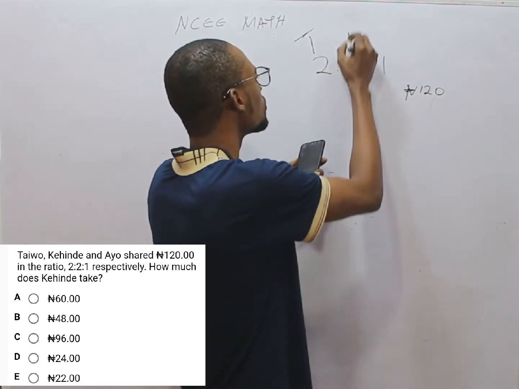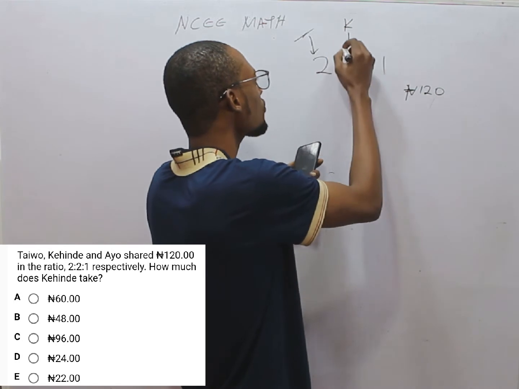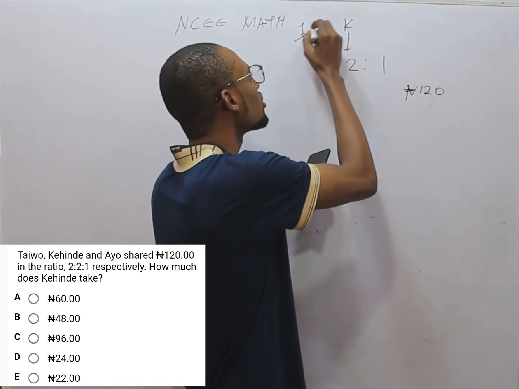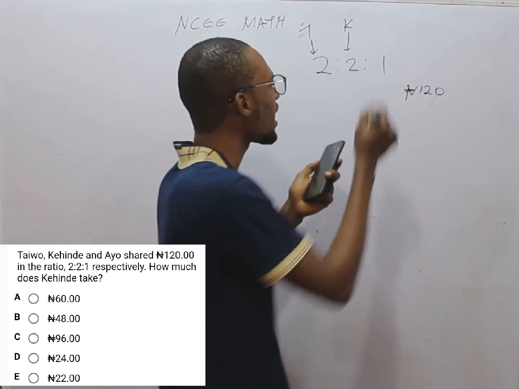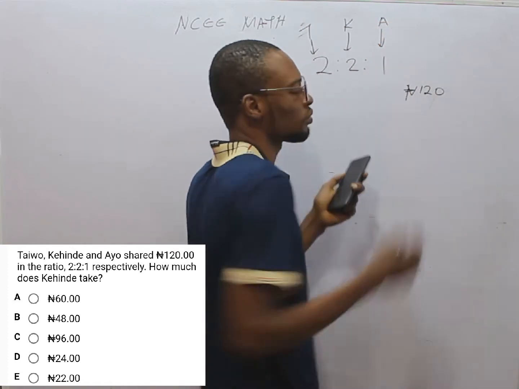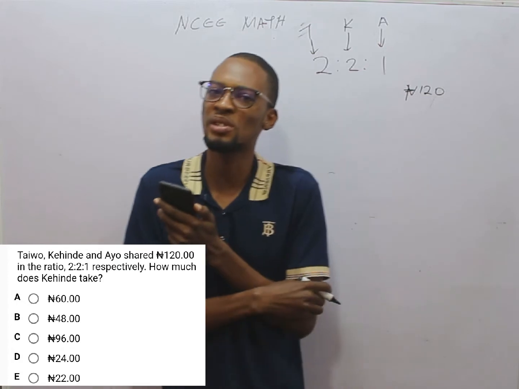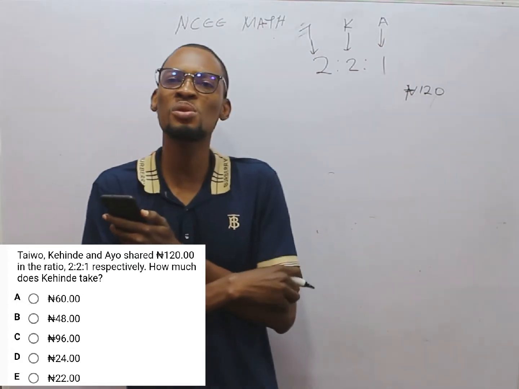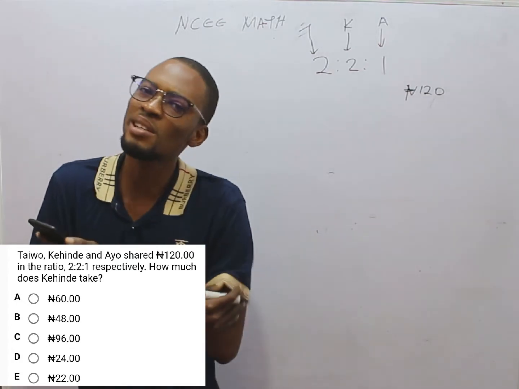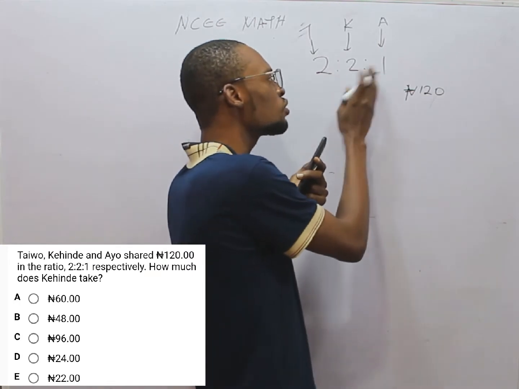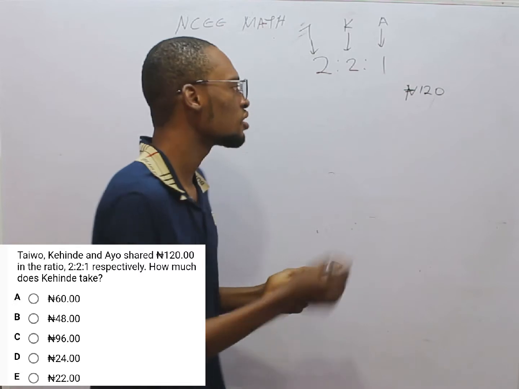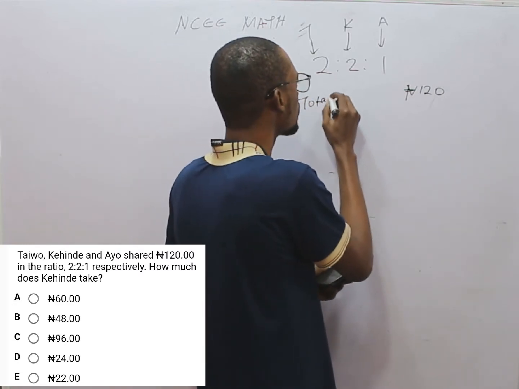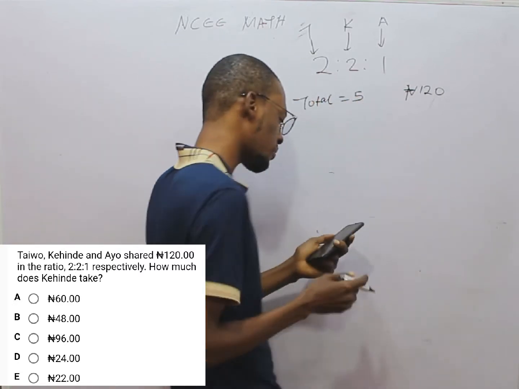The second ratio, 2, is for Kehinde, or Taiwo. The third, which is ratio 1, is for Ayo. The next thing you ask yourself is, what is the total ratio? The total ratio is simply 2 + 2 + 1. 2 + 2 is 4. 4 + 1 is 5. Total ratio equals 5.